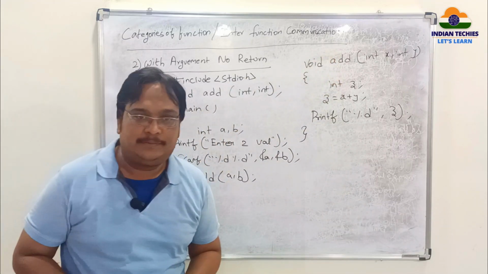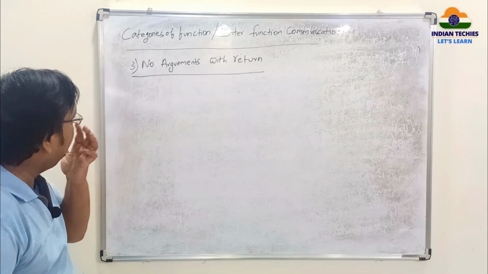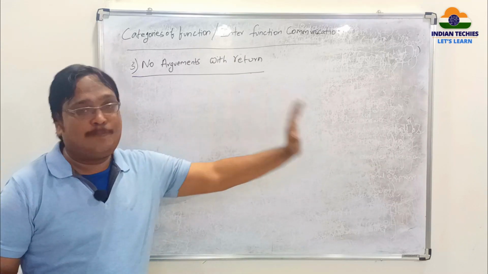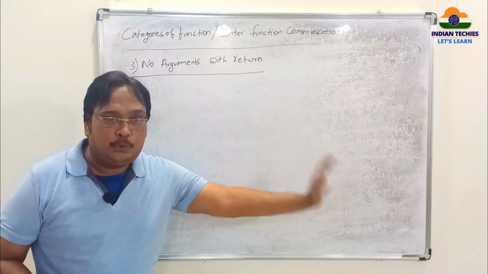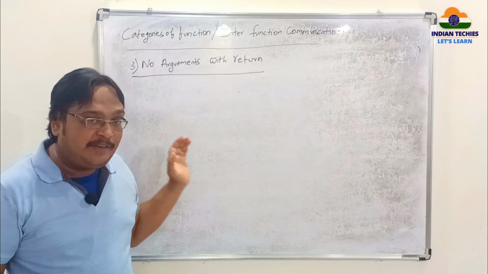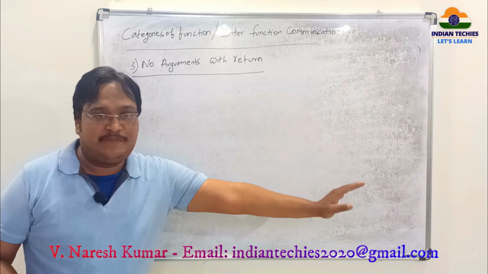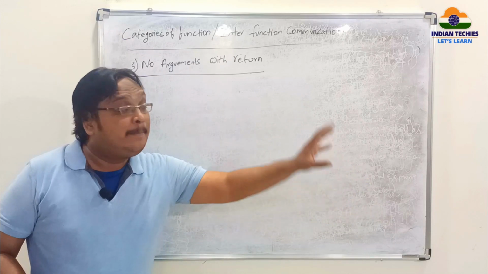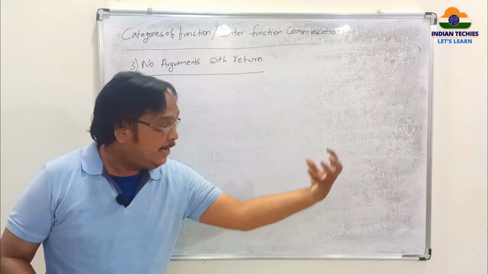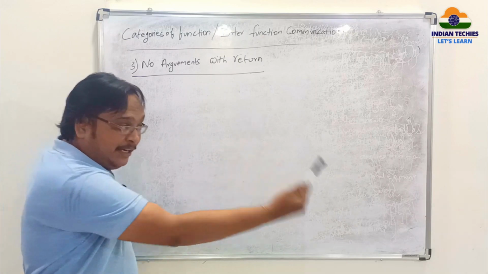This is the second method. Next, the third one is no arguments and with return values. That is, you need not send any values from main, but the function has to do some logic and it has to return one result. So you need not send A and B values from main to the user defined function. The user defined function has to do the addition of two numbers, however it may be, and it should send a result back to the main. A and B you are not sending, but you are getting the C value.